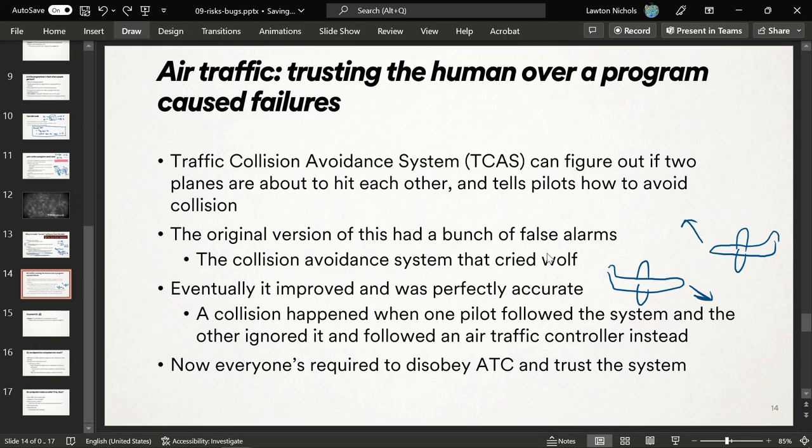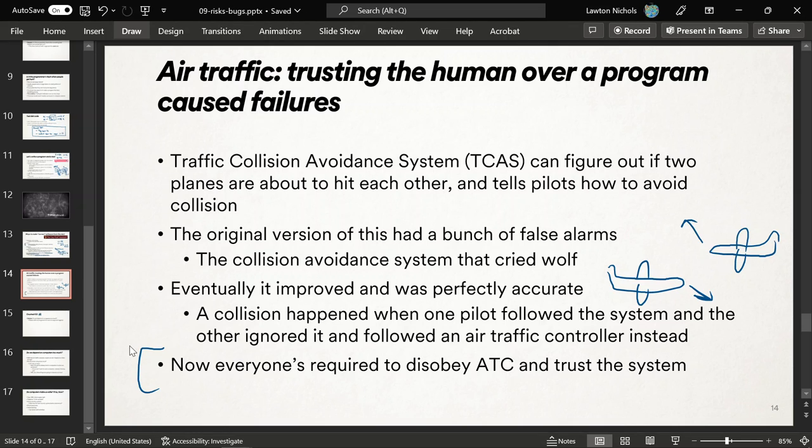And sadly, a collision happened because one pilot in one of the planes listened to the traffic collision avoidance system, telling it to, like, increase altitude or something. But the other plane didn't listen to it. It followed whatever the air traffic controller on the ground was saying instead. And so, unfortunately, the air traffic controller told the second plane to do the same thing as the software told the first plane, and they ended up crashing. Okay? Which is quite sad.